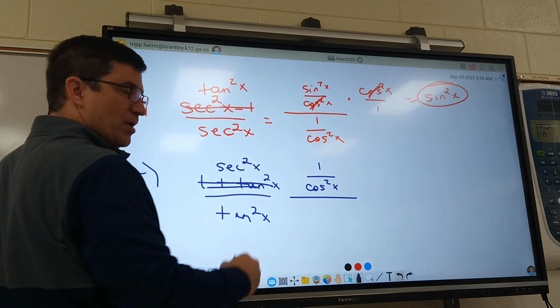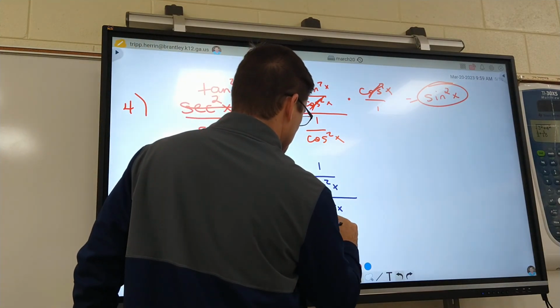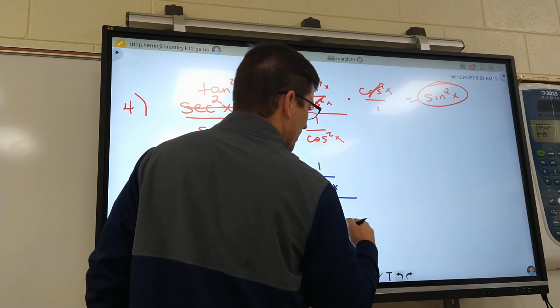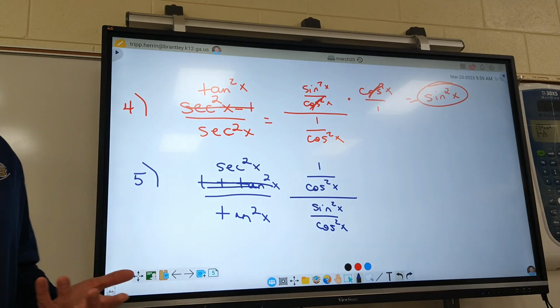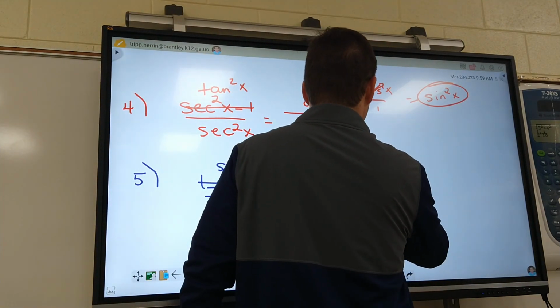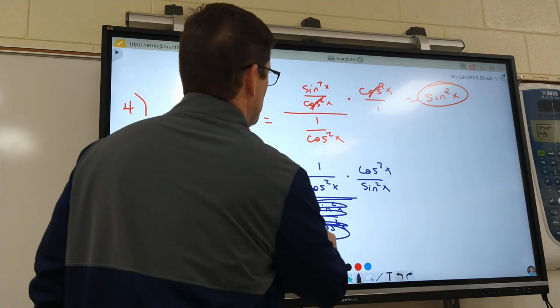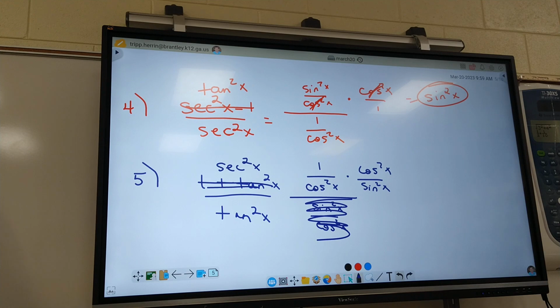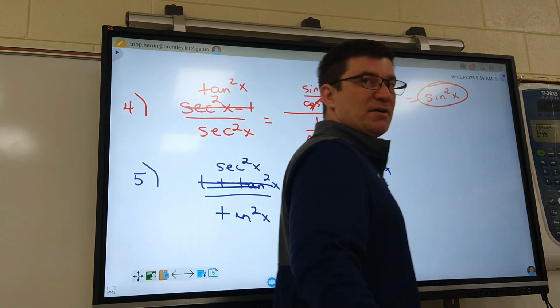And what does tangent squared change into? Sine squared over cosine squared. So, just like on the last problem, we now just want to do keep, change, flip, and we should be done. Flip the bottom. This is what I've got. All right, look at it. Everybody's good with me flipping the bottom. What cancels out? Cosine squares cancel, right?